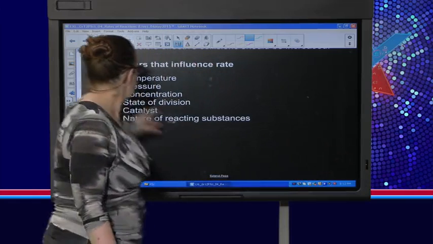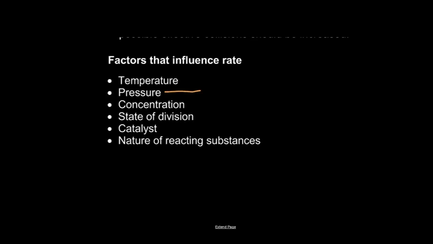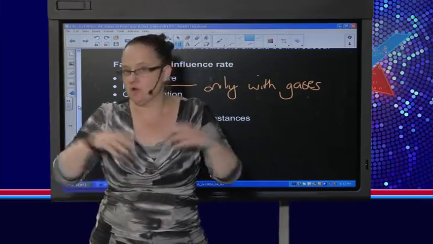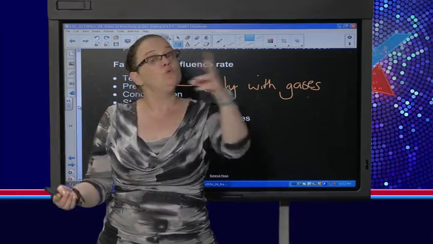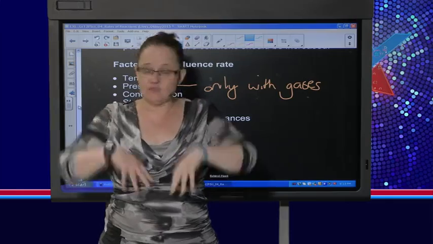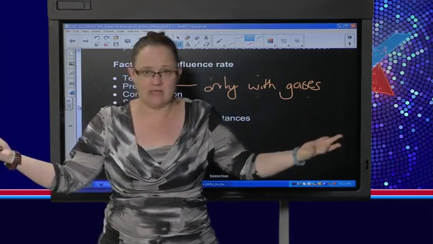That's pretty straightforward. Pressure, only with gases. Only with gases. Please, they're going to try and trick you here. Solids and liquids, pressure doesn't affect them. You can't increase the pressure on a solid, you can't increase the pressure on a liquid. You can on a gas, but only if it's a closed container. If it's open to the environment, then pressure does nothing as well.